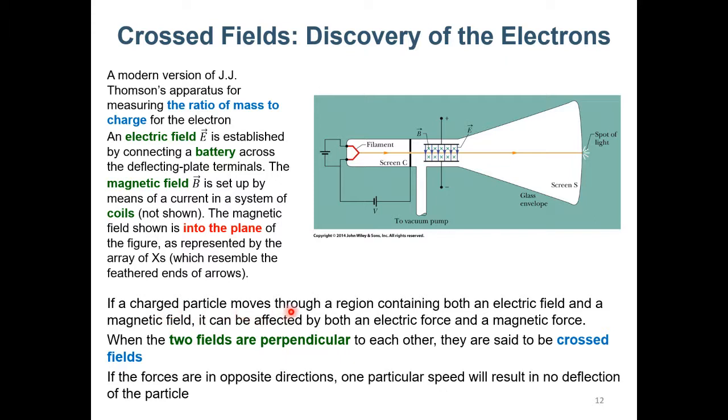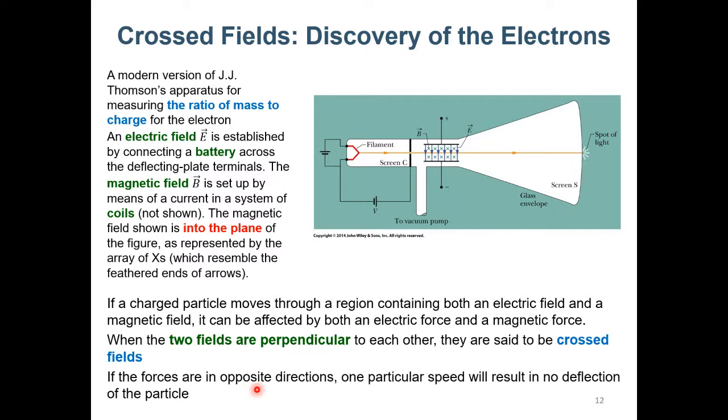If a charged particle moves through a region containing both an electric field and a magnetic field, so we have a crossed field, B and E field here, and then we generate a particle. And of course, it's a charged particle generated here, and then we have a slit. So only the particle going parallel to here can pass through it. If it goes in this direction, it will be blocked by this screen. So make sure that the particle goes through horizontally, and it will pass through the crossed field.